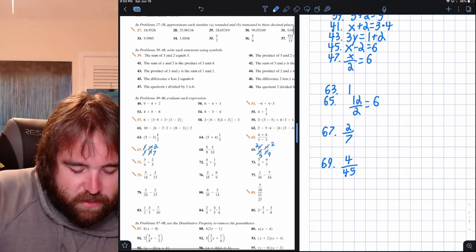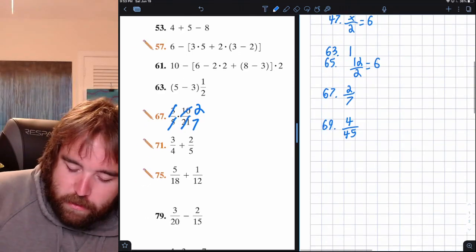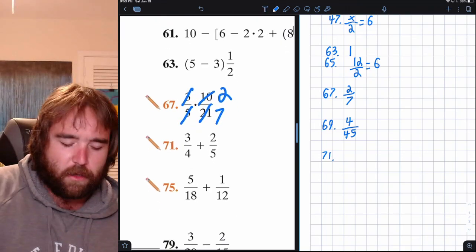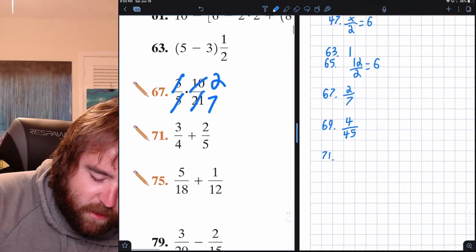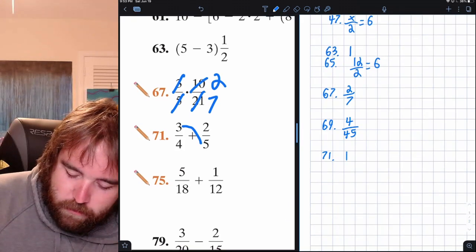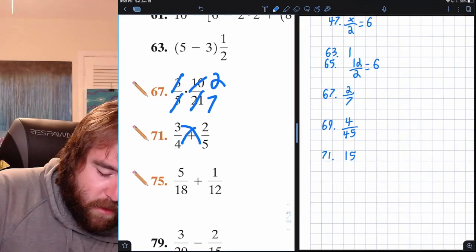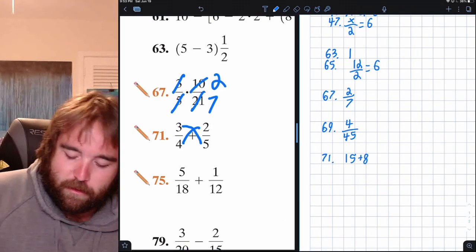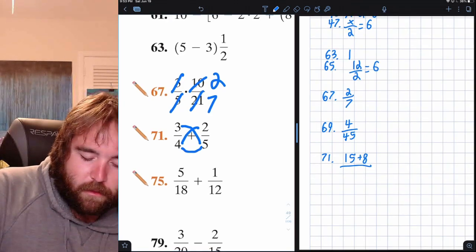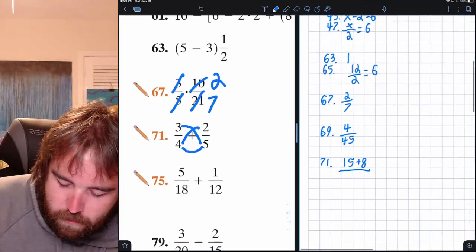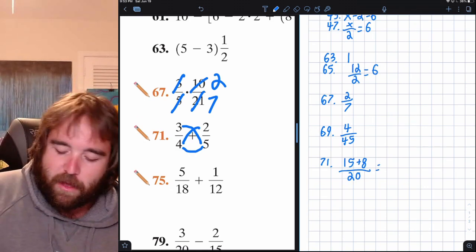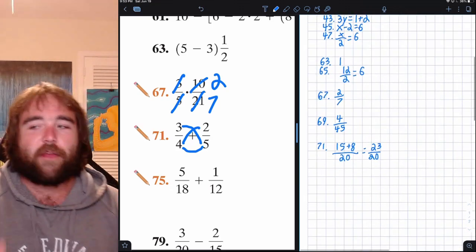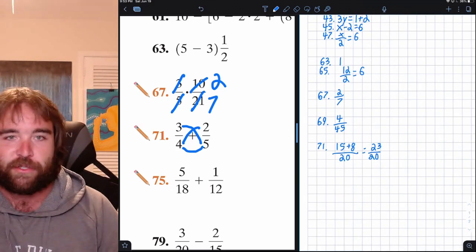Nice. All right, 71. Ooh, common denominator. So the way that I always think about common denominators is I call it like the butterfly kind of thing. So we go this times this, which is 15. And then this times this, which is 8, divided by that times that, which is 20. And then we just combine everything. So 23 over 20. Nice. And that's just finding a common denominator. It's just kind of like a shorthand for it.